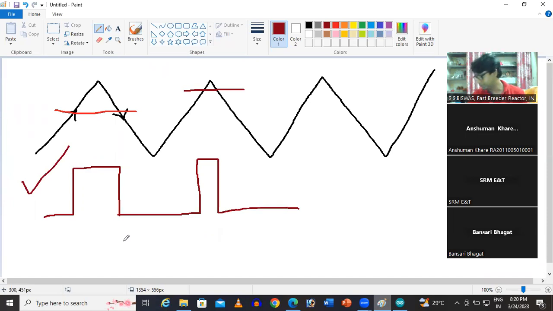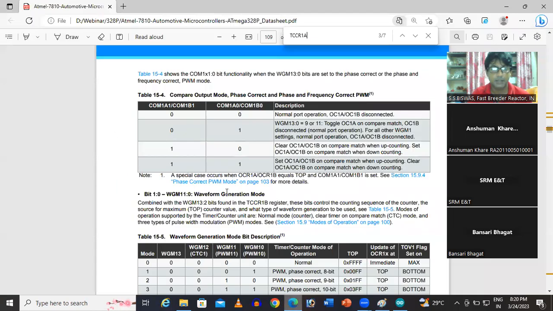Non-inverting PWM. Now for the complement, you know, there is something called complementary pulse in power electronics applications. That means you need the inverted pulse. So for that, if I set that particular bit 10, what will happen? Clear when up counting and set when down counting.